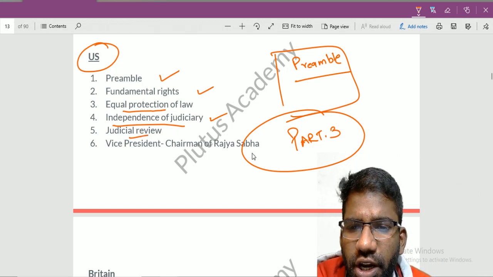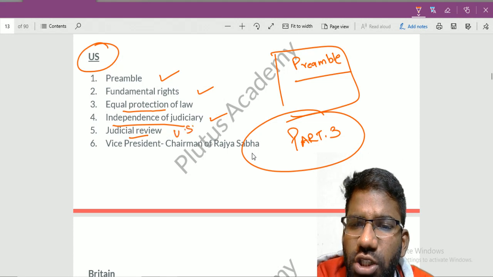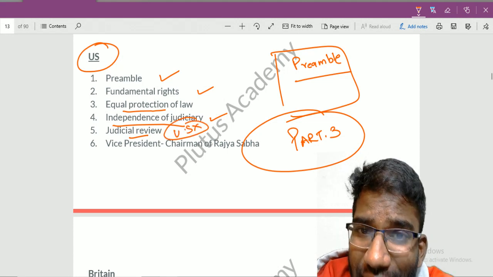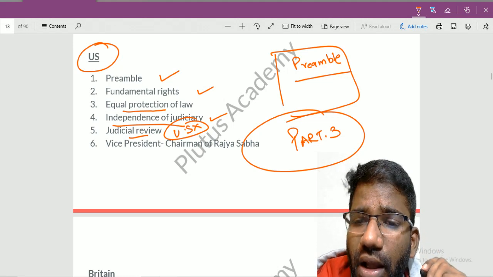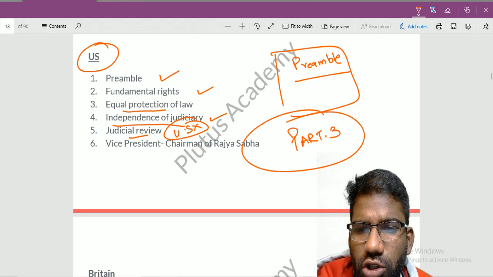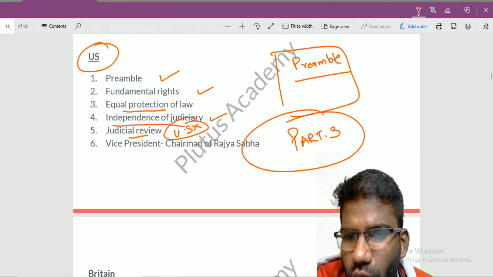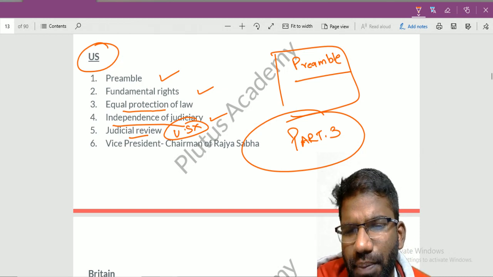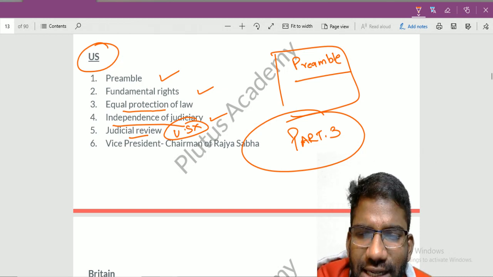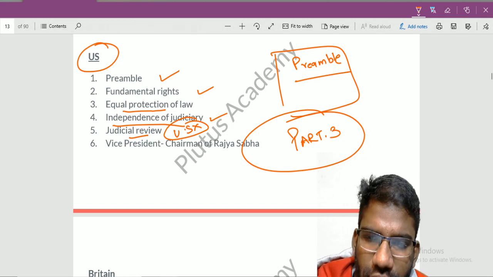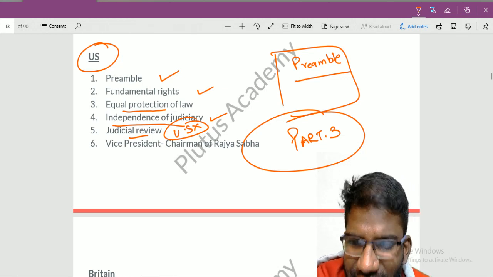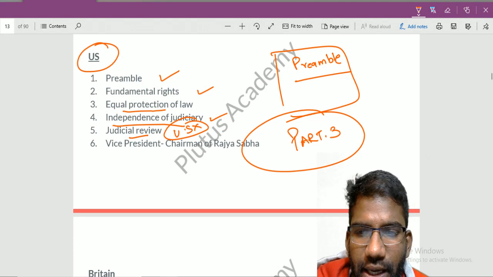What is judicial review? Actually, judicial review is not mentioned in the United States of America's Constitution, but it is practiced in the United States. So these aspects have also been taken from there, though not mentioned in their Constitution but practiced in that country. We will have a detailed analysis of judicial review in the coming class.